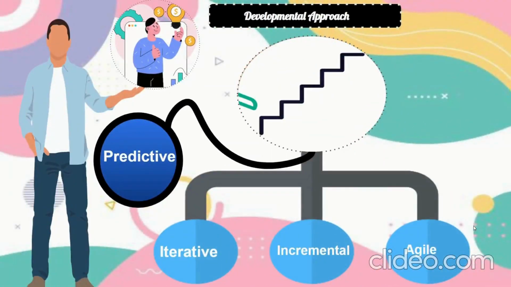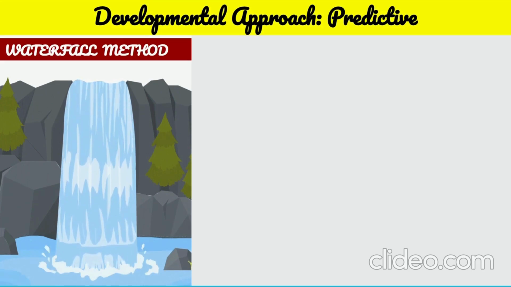So based on how you are doing your project, the developmental approaches are of 2 types, predictive and adaptive. And the adaptive is of 3 types: iterative, incremental and agile. Now let's learn about the predictive approach in detail. The predictive approach is also known as the waterfall method.